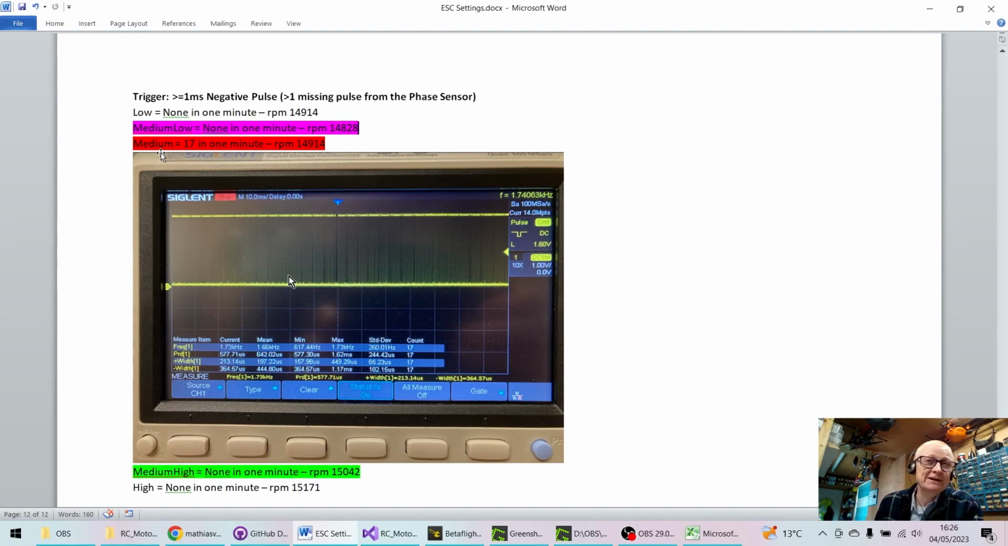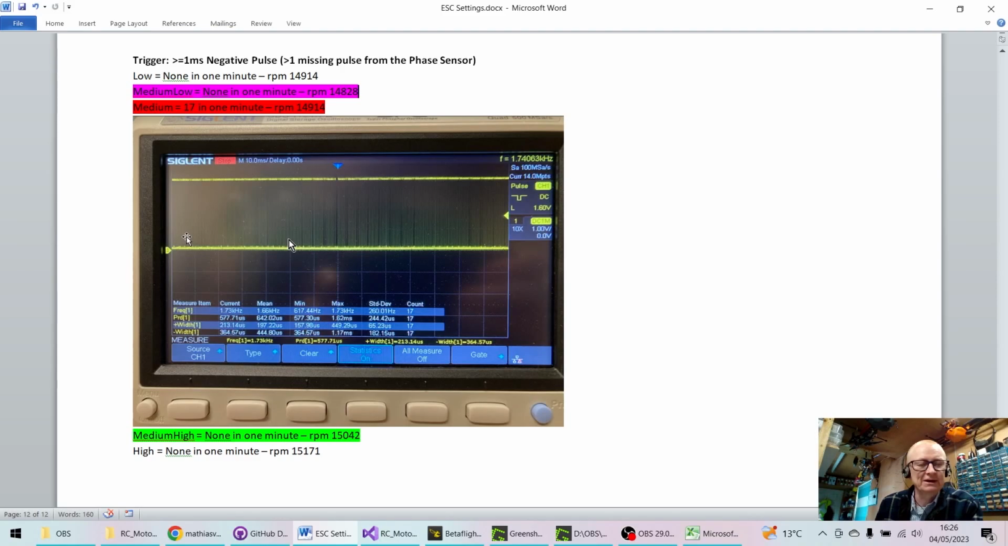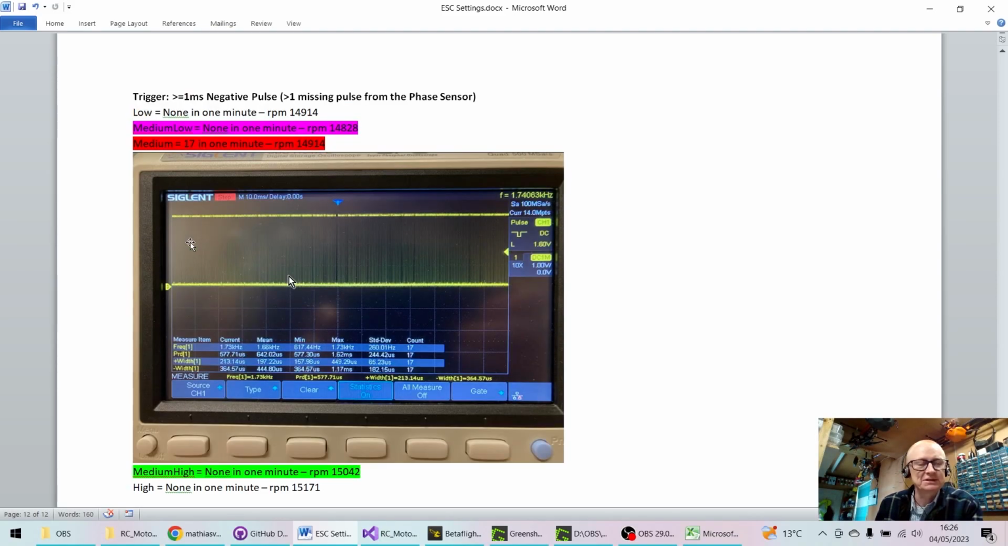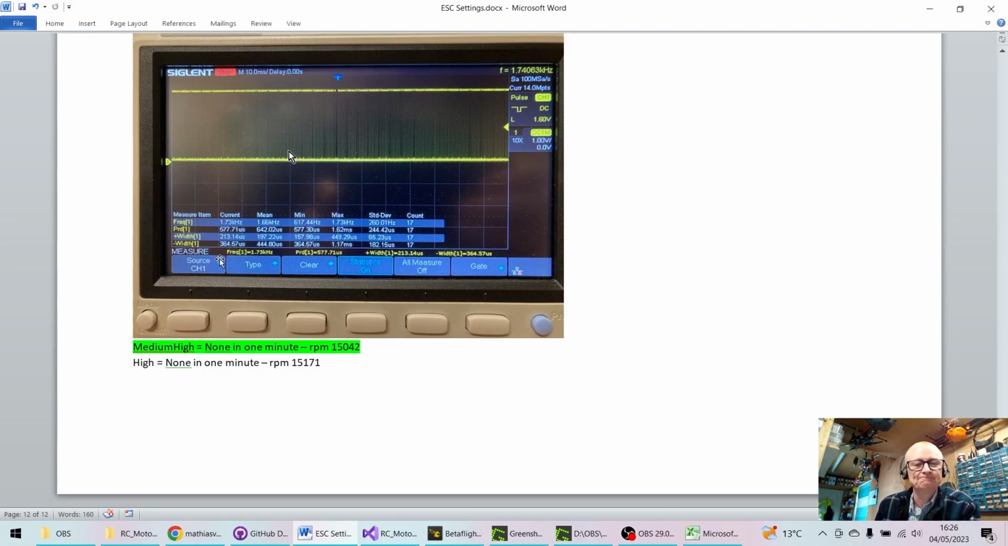How it would affect flight, not quite sure, but it can't be good if it's not sending updates to the motor for periods of time, and I can only assume that's because it's losing its sync due to back EMF, and maybe it's having to do some sort of internal reset to get its timing right again. I don't know.